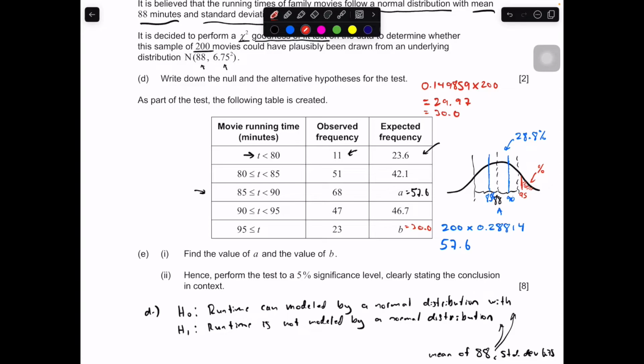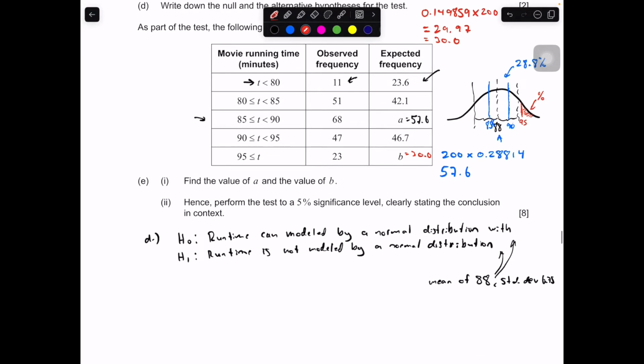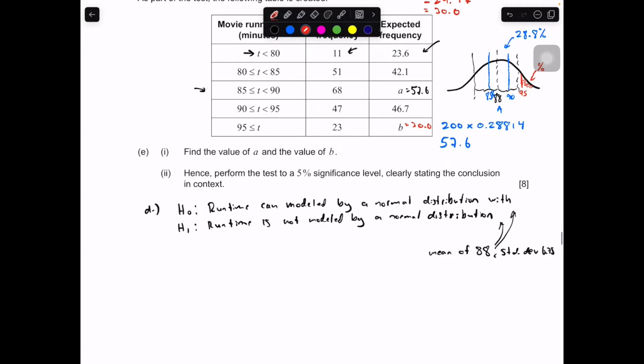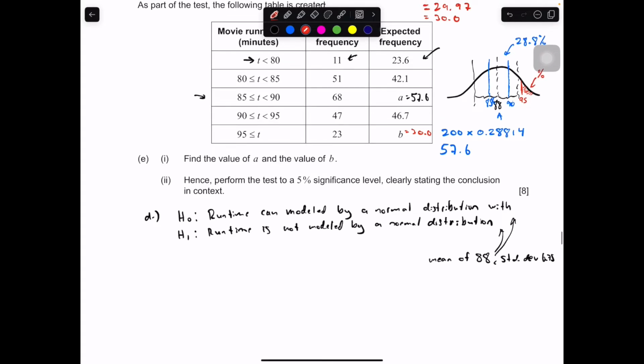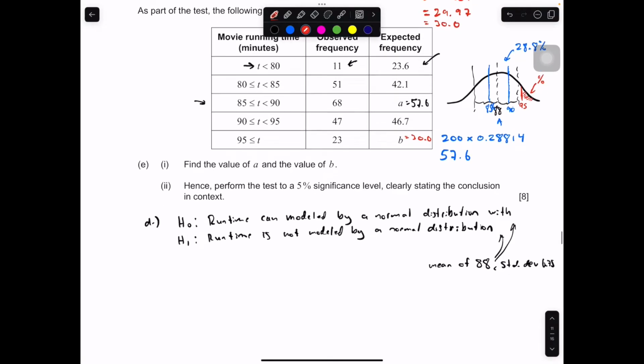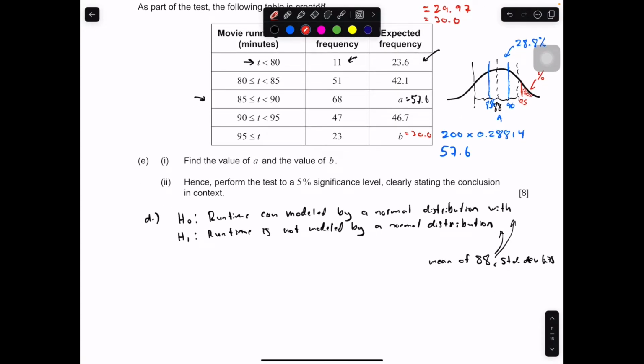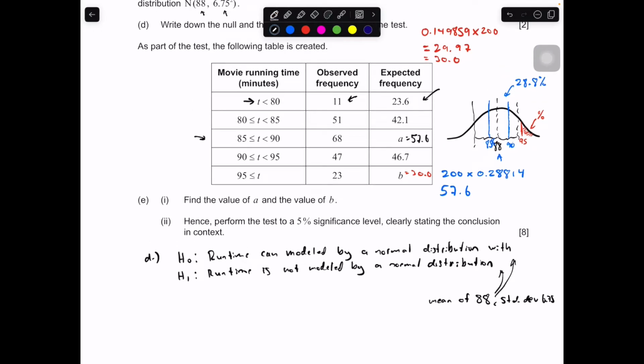All right, let's see what we can do from here. Part 1 of E, sorry. Find the value of A and B. We did that. Hence perform the test at a 5% significance level, clearly stating the conclusion in context. So we want to run a chi-square goodness of fit. We've got our values, observed and expected. Let's go ahead and run the test.